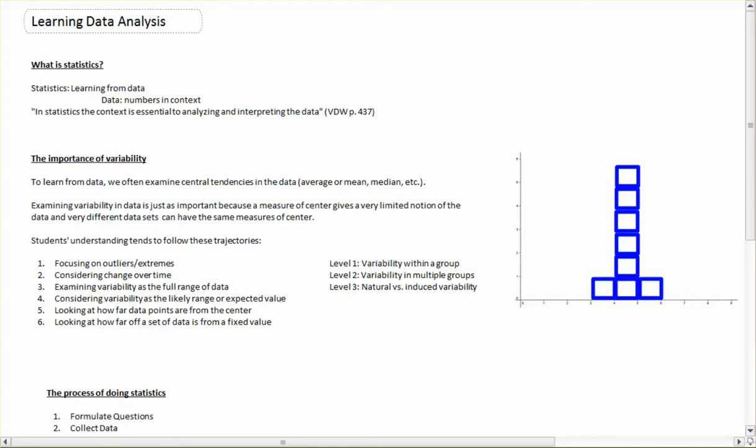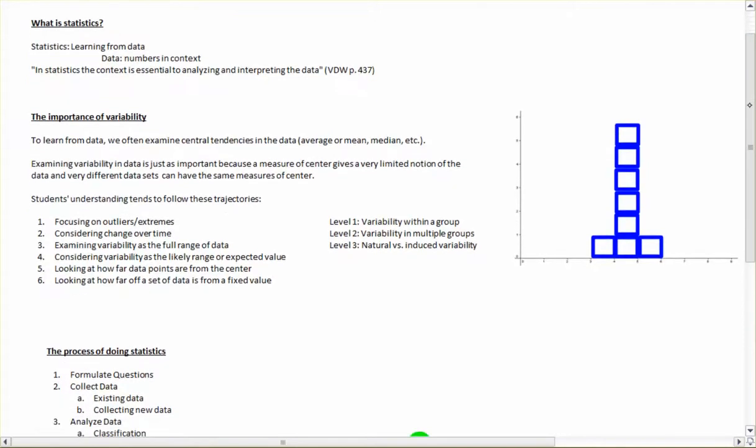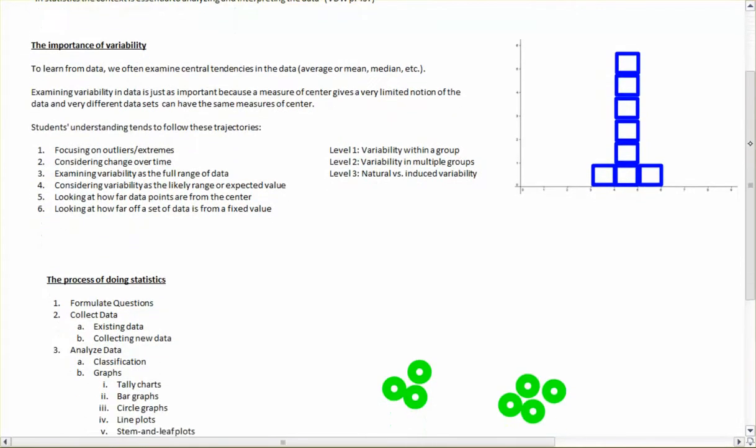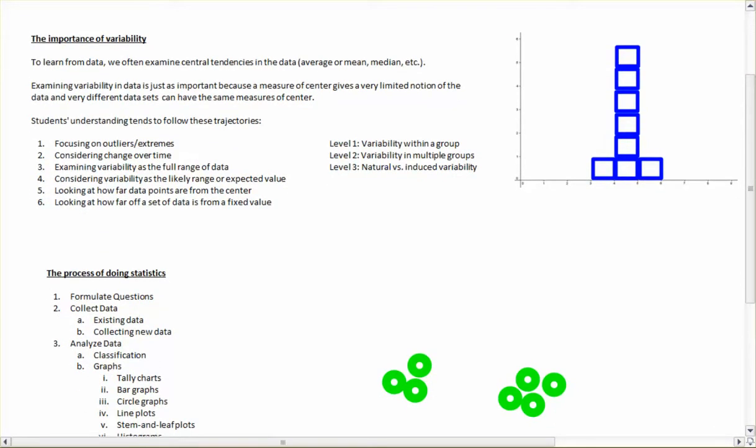When students learn about statistics, it's important for them to think about and learn about variability. It plays a very important role in data analysis. When we learn from data, we tend to focus on what we call the central tendencies in the data, the average or the mean in the data, the median. A lot of times you'll hear news reports or things like that talking about average values, but not give as much attention to variability. However, examining variability in data is just as important because the measure of center really gives a limited notion of the data.